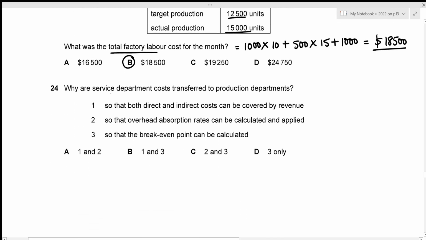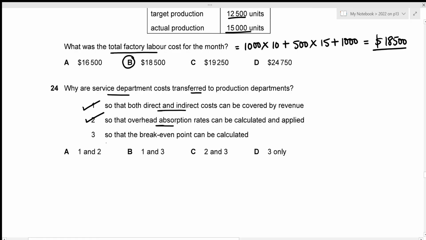Why are service department costs transferred to production departments? The first reason is so that both direct and indirect costs can be covered by revenue. That is very true because service department costs can be treated as indirect since it is not directly involved with the production of goods. The second one is so that overhead absorption rates can be calculated and applied. This is also true because if we remember our absorption costing, we used to apportion the cost of service department to our production departments and then figure out the overhead absorption rates, right?